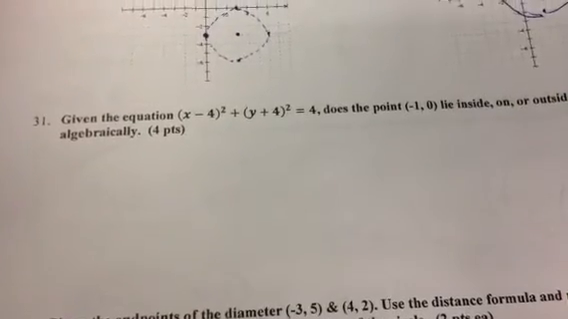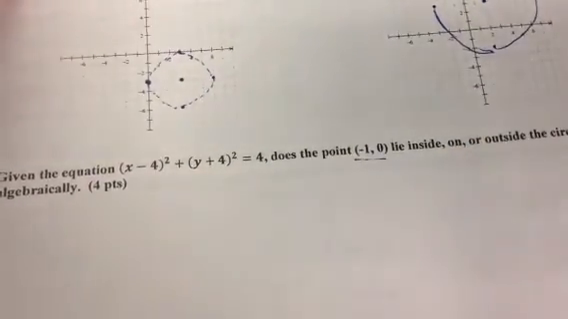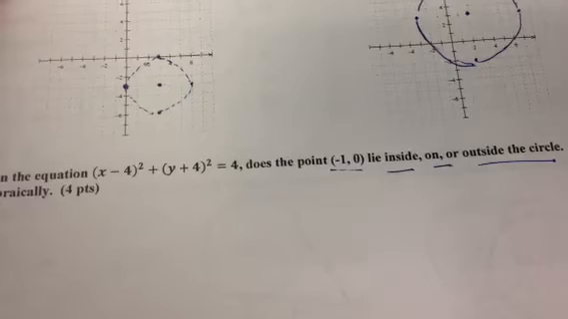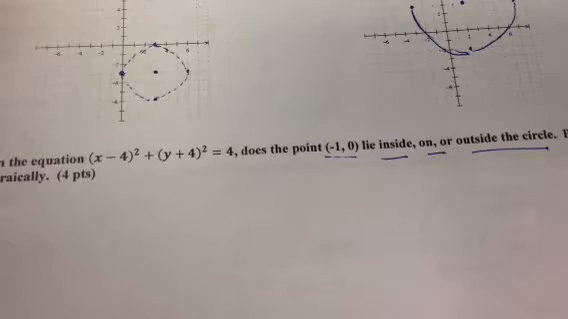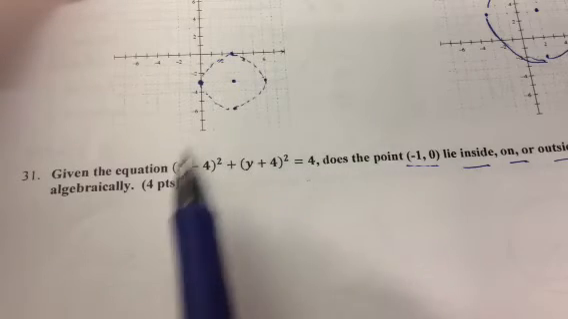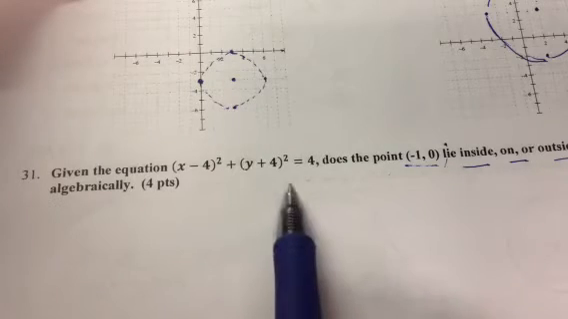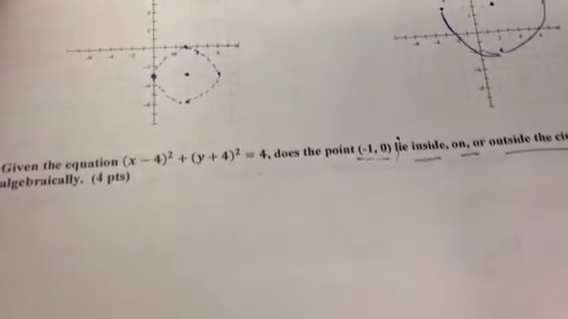Moving on to 31. Given the equation (x - 4)² + (y + 4)² = 4, somebody loves 4, does the point (-1, 0) lie inside, on, or outside the circle, and prove it algebraically? This is a great critical thinking question. So really, we know we could figure out the radius of the circle, we can figure out the center of the circle, and then we know that point. So we could figure out the distance from the center to that point and see if it's equal to the radius, greater than, or less than.